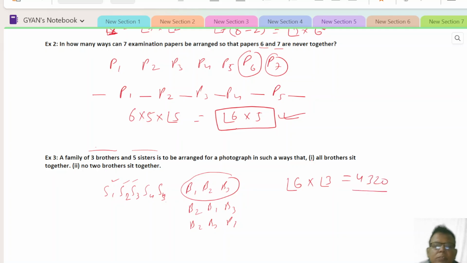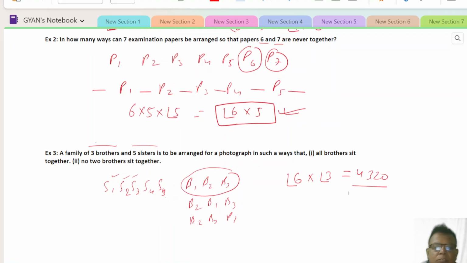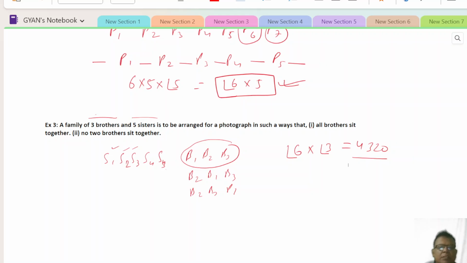4320. Now no two brothers sit together. So no two brothers sit together. That means you have to create a space for the brother. So S1, S2, S3, S4, S5. So how many spaces can be created? 1, 2, 3, 4, 5, 6. So in 6, three brothers have to go.